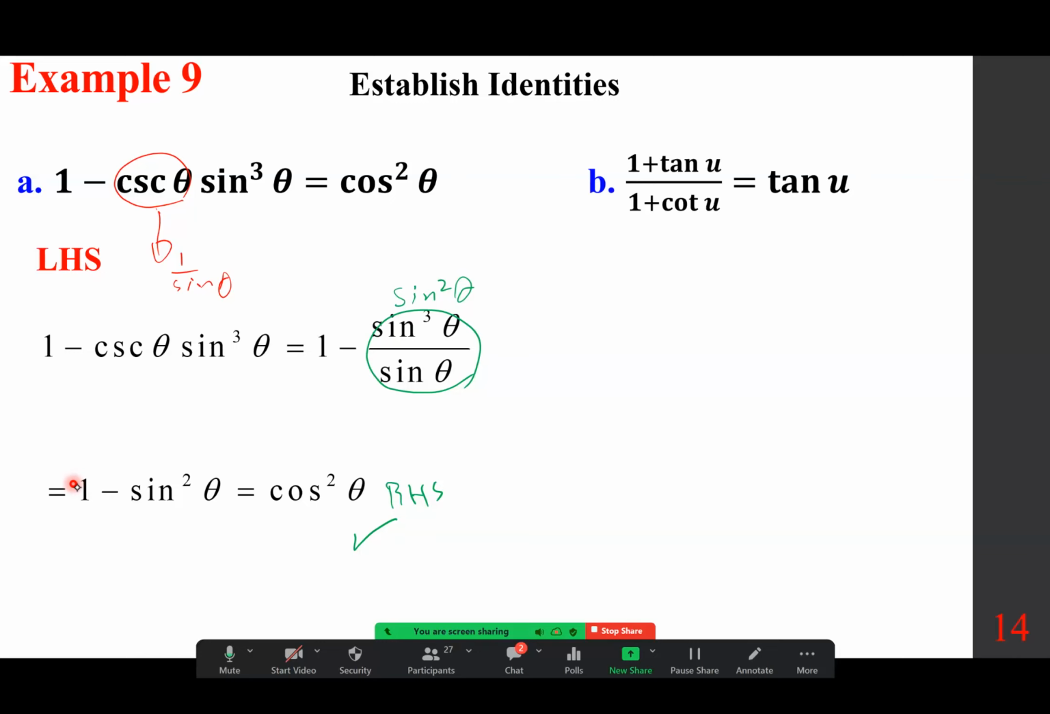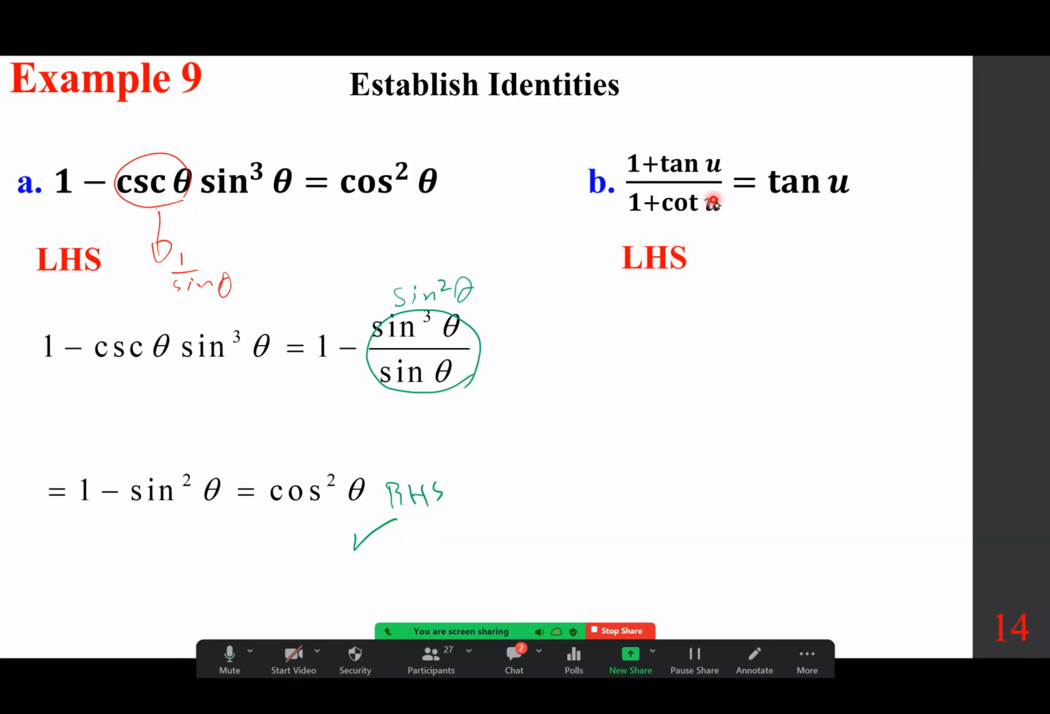One plus tan u over 1 plus cotangent u equals tan u. Again, clearly the left-hand side is more complicated. You start with the left-hand side. And again, I'm going to repeat, you could say it's tan u over 1 and do the cross product, okay?